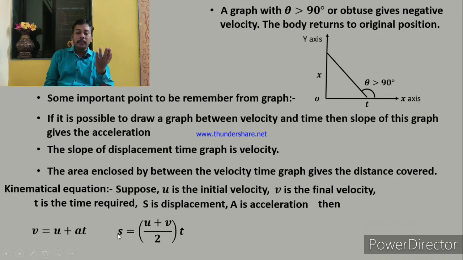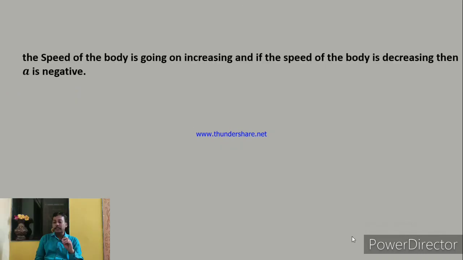The second kinematical equation is s, the displacement, equals (u plus v) upon 2, into time. The third kinematical equation is s equals ut plus half at square. S is displacement, u initial velocity, t time, a acceleration, and t again time. The next kinematical equation is v square equals u square plus 2as. In this equation, final velocity, initial velocity, acceleration and displacement are there.